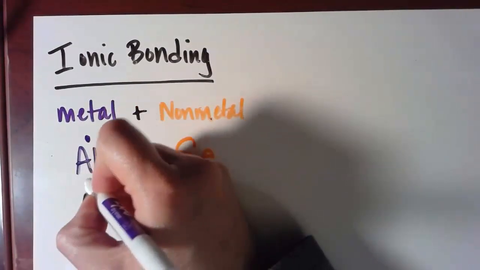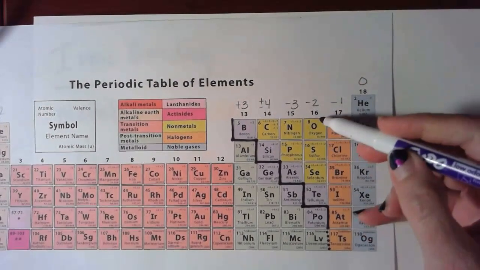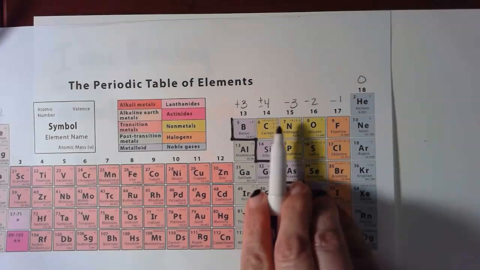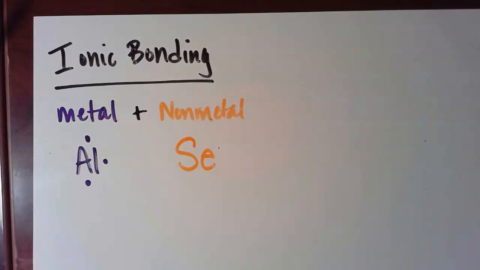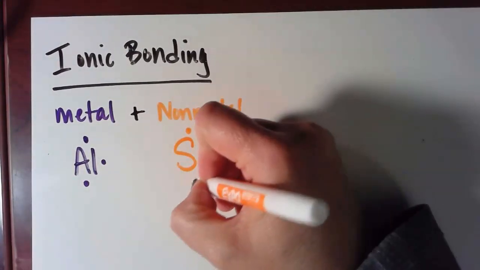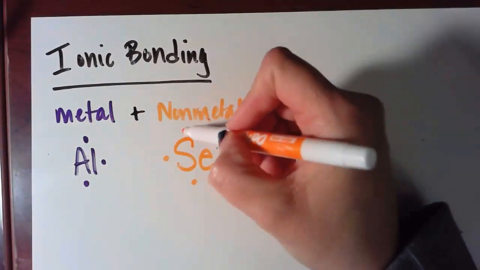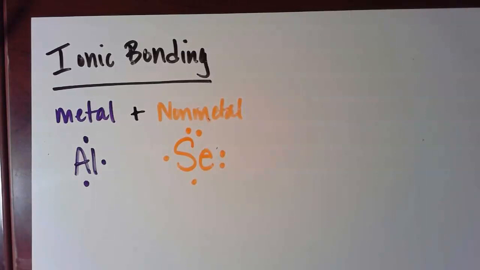1, 2, 3. Selenium is in group 16. So how many dots? 6. You are correct. So I'm going to put 6 dots around him. 1, 2, 3, 4, 5, 6. Sorry, I've been doing them so many times I already know what to do.